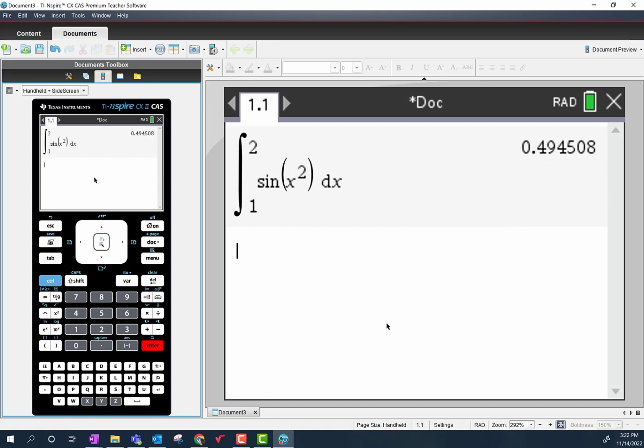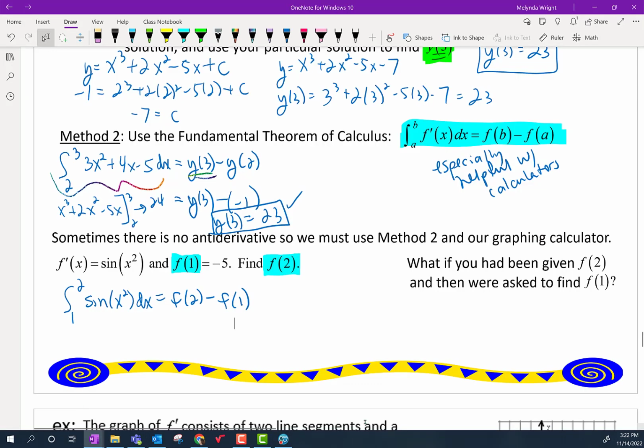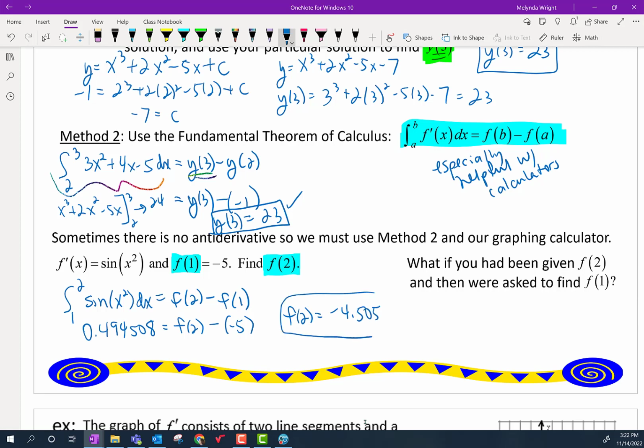0.494508. So let me go back to our document. And we have over here 0.494508. And f of 2 is what we want to know. We don't know that. We know that f of 1 is -5. We do our algebra, we solve for f of 2, and we get that f of 2 is -4.505. So this is the really beneficial technique that we can use when we have to use a calculator to help us.